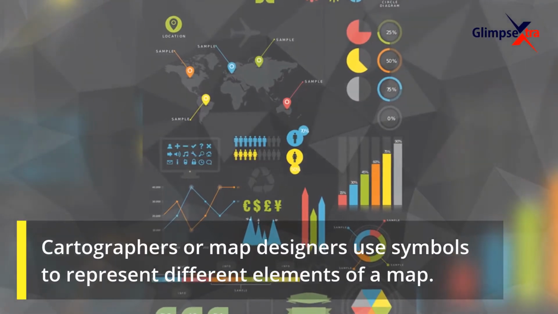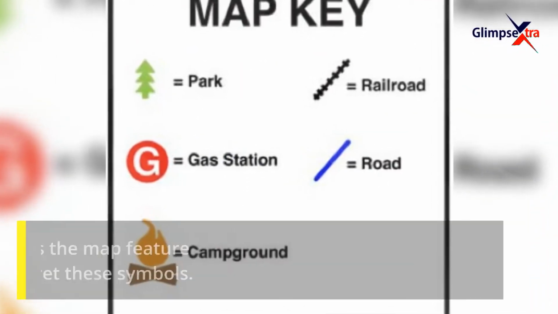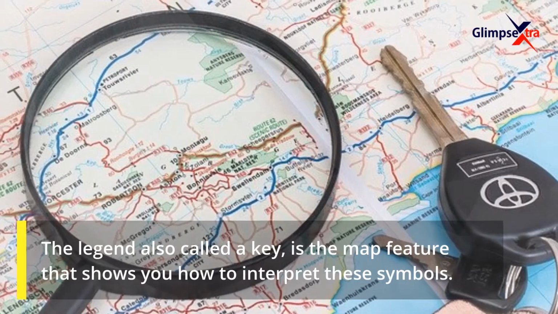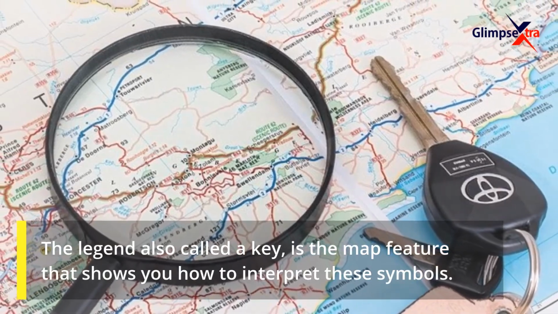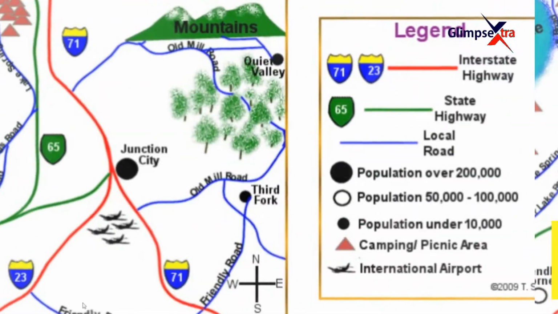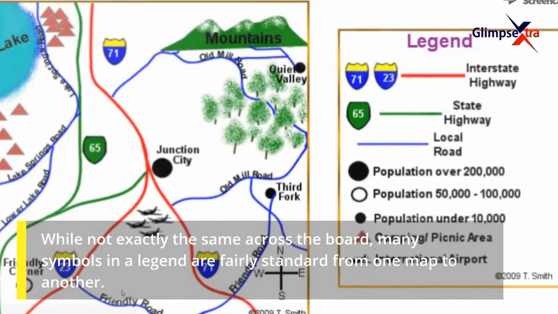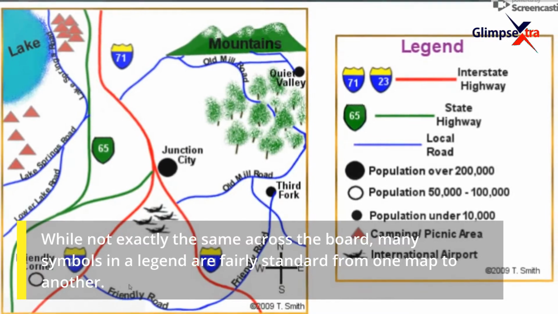Cartographers or map designers use symbols to represent different elements of a map. The legend, also called a key, is the map feature that shows you how to interpret these symbols. Legends are often in the shape of a rectangle. While not exactly the same across the board, many symbols in a legend are fairly standard from one map to another. Map title.